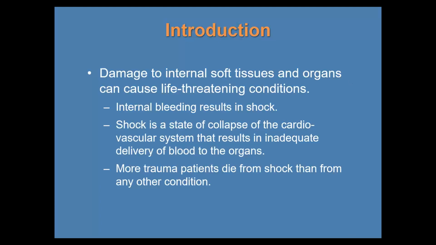So one of the big things we're going to talk about tonight is shock and its effect on the body and different types of shock. But also internal bleeding, stuff that we can't really see, but we can see the results of it, and that results in some different types of shock. Again, shock is a state of collapse of the cardiovascular system and results in inadequate delivery of blood to the organs. So the textbook definition is inadequate tissue perfusion.